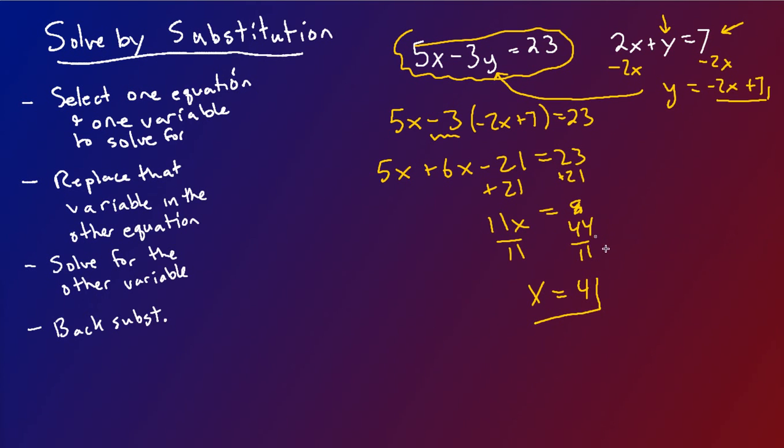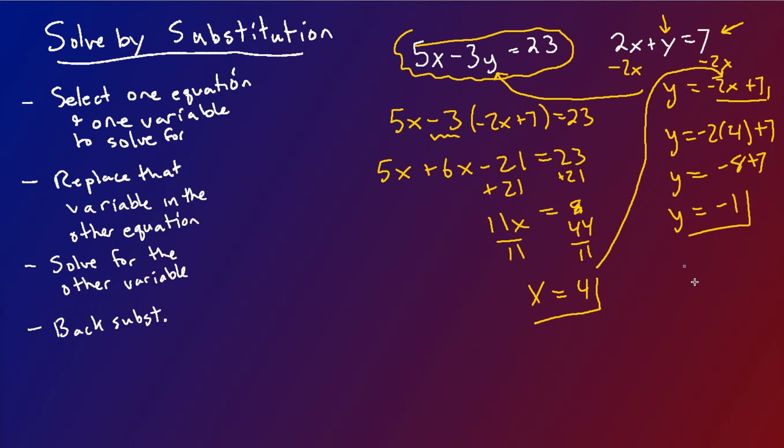So now I'm going to back substitute. I'm going to go back up to here. And now that I know what x is, I can figure out what y is. So I'm going to put 4 into x right here. So y equals negative 2 times 4 plus 7. And y equals negative 8 plus 7, so I get y equals negative 1. And I'm hoping that this is the answer.